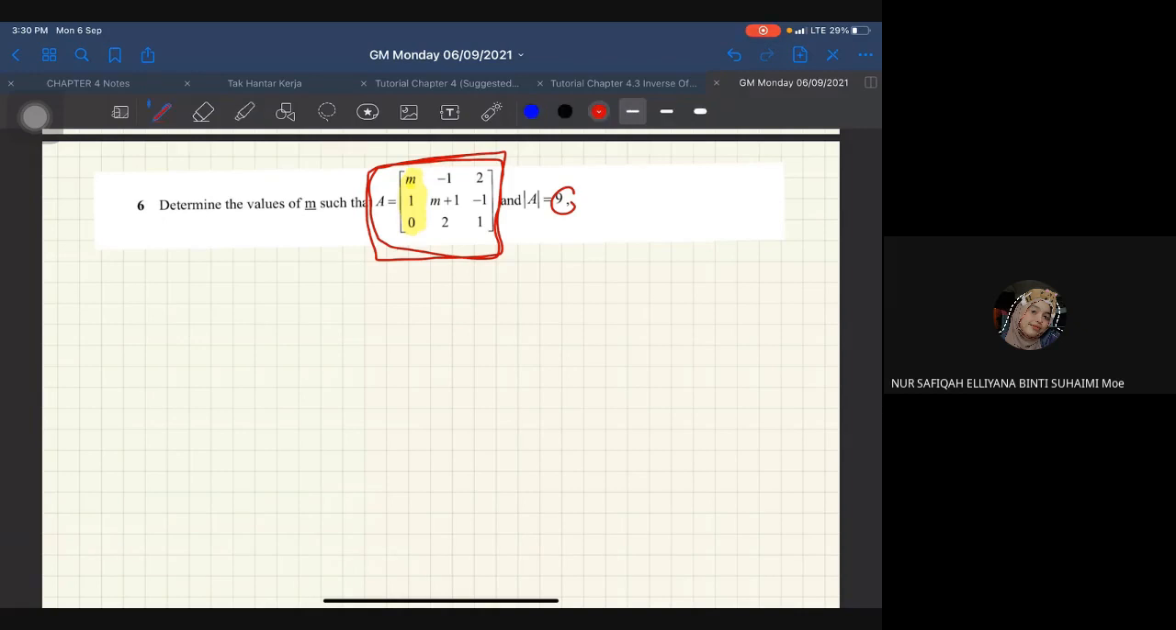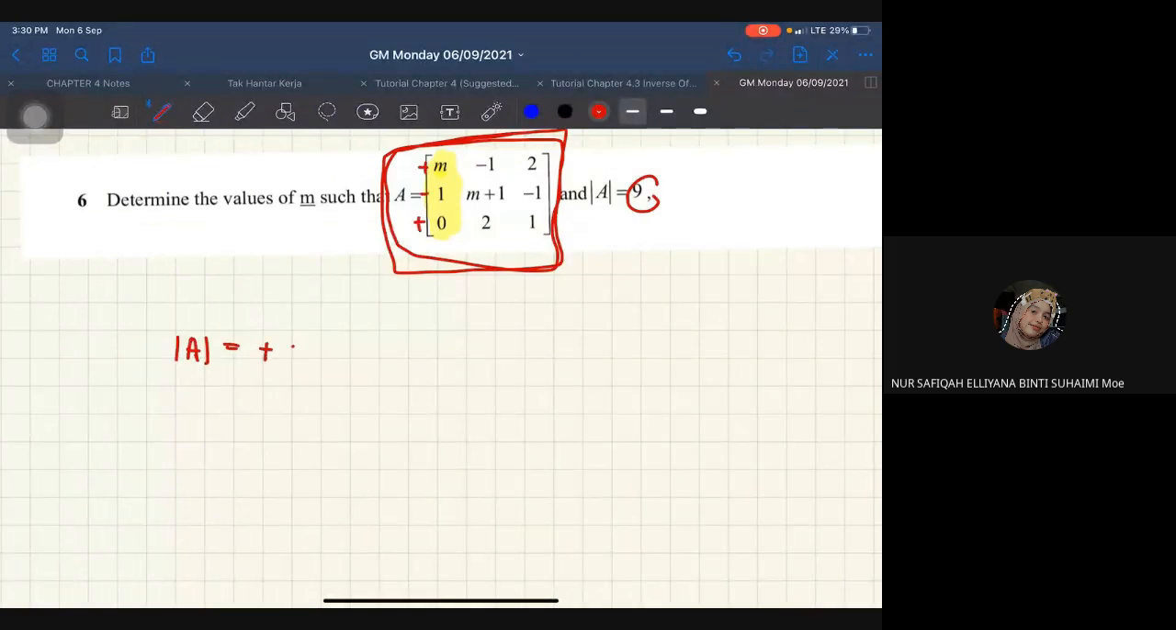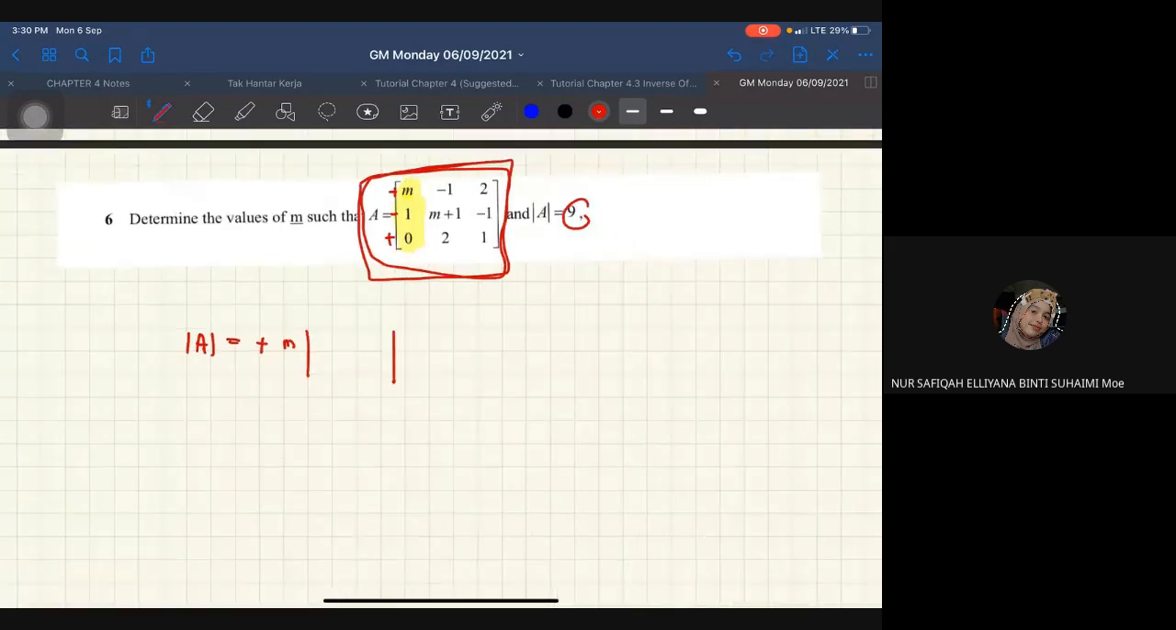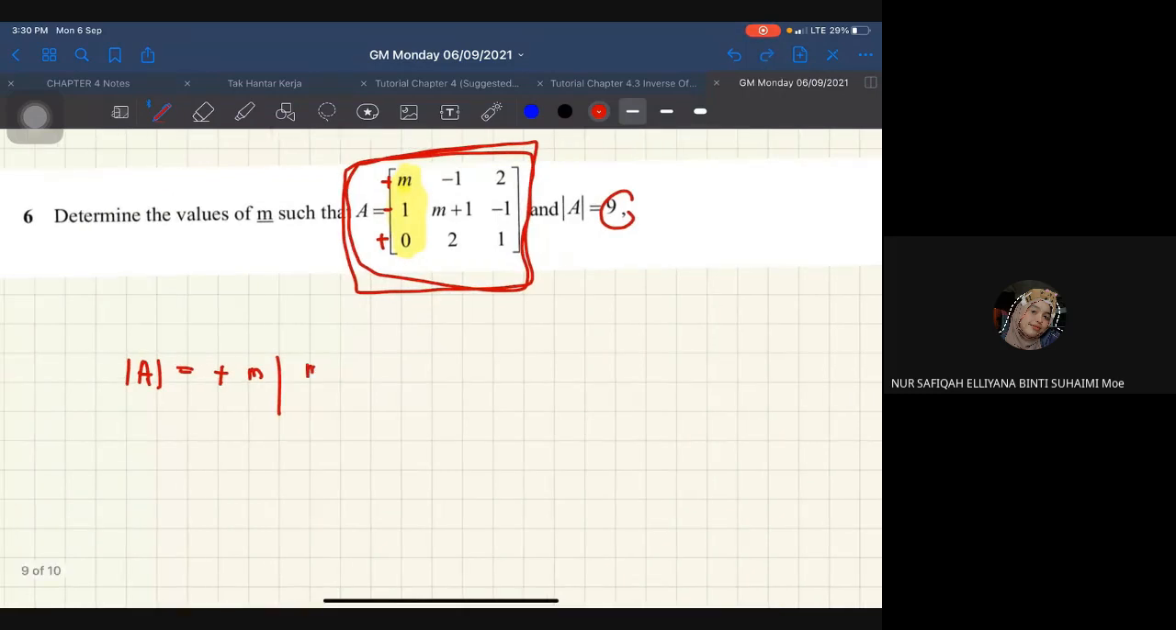Okay, so determinant of A is equal to, kat sini adalah plus, minus, plus. So we have plus M times with the determinant of, sorry, we have M plus 1 and then negative 1, 2 and 1. Yang ini kita dapat daripada kita hanya perlu buang this one. You just eliminate this column and this row. Okay, so you will get this one.